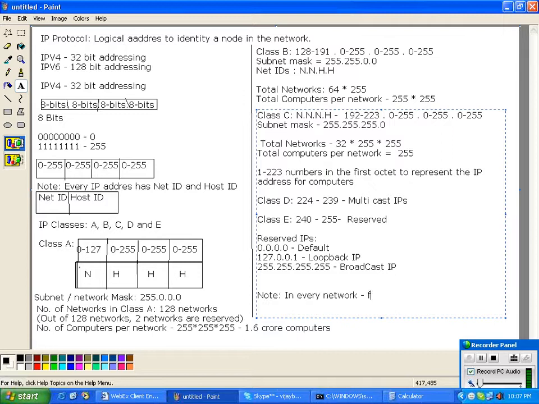Note, in every network, the first IP is called the default IP and the last IP is called the broadcast IP.